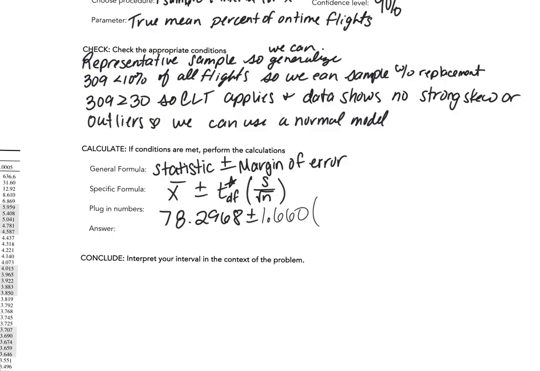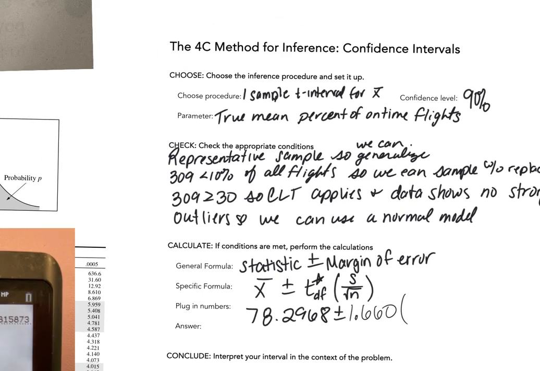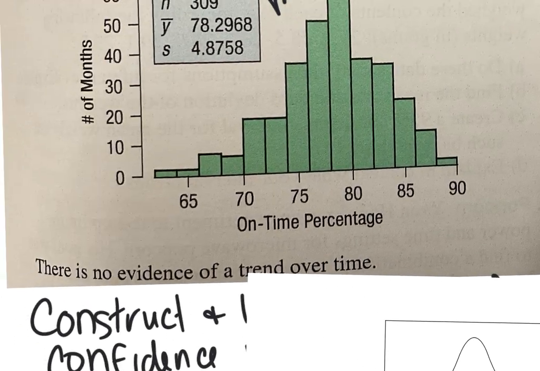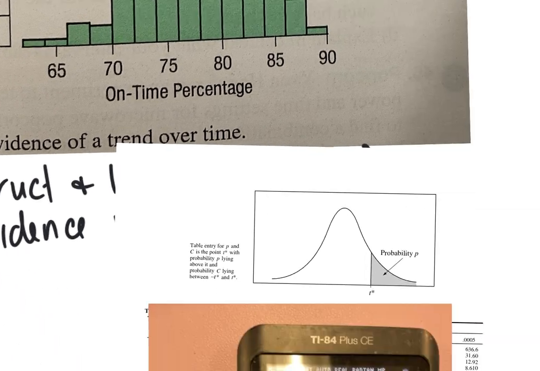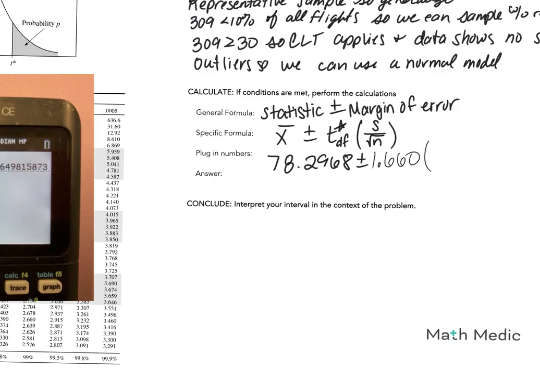times the standard deviation, which, let's go back and look at our equation here, 4.8758, that's our standard deviation, divided by the square root of 309. Okay, you will always be dividing by the square root of n, unless it tells you it's your standard error, and it almost never gives you standard error. And so now I'm going to plug this into my calculator.